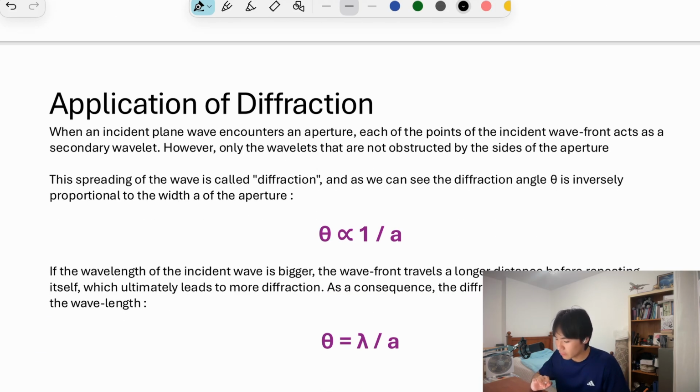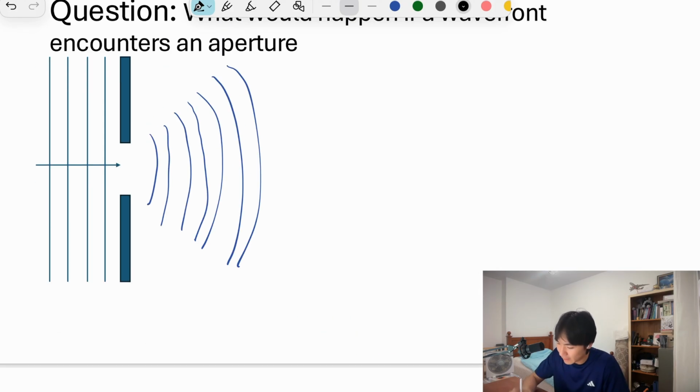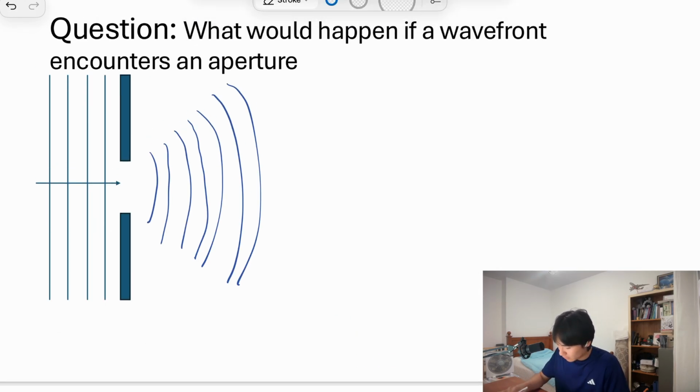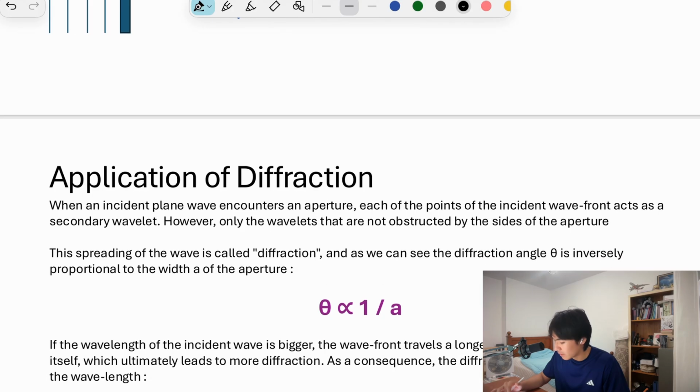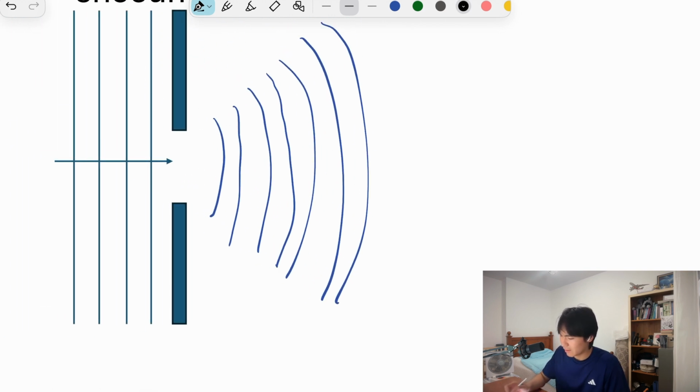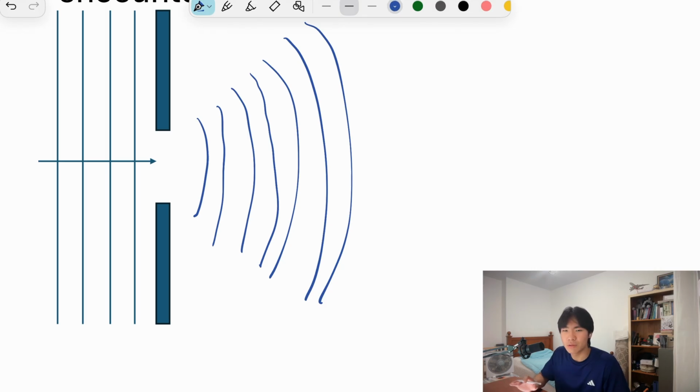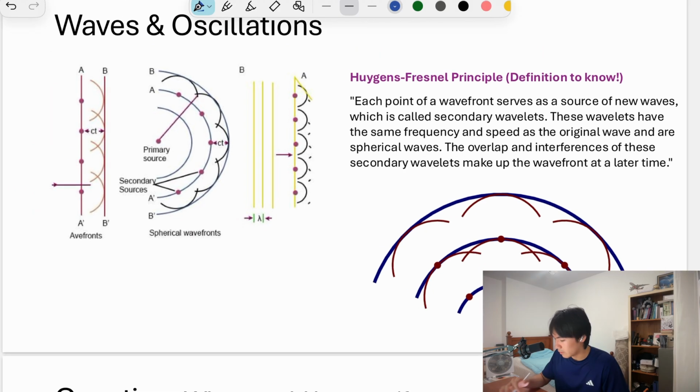When an incident plane wave encounters an aperture, each point of the incident wavefront acts as a secondary wavelet. However, only the wavelets that are not obstructed by the side of the aperture continue. So what that means, let's go back to the Huygens-Fresnel principle, and this part here.